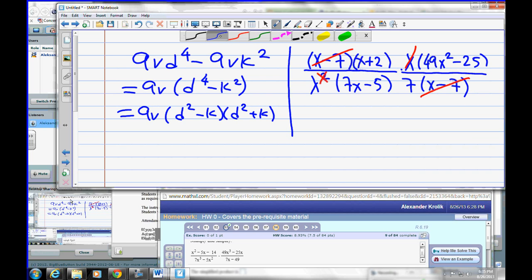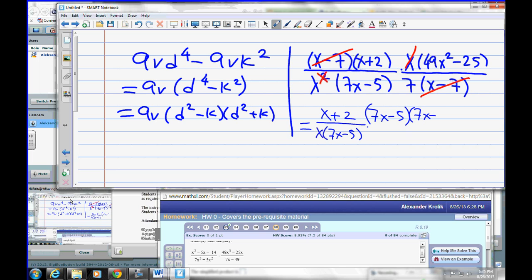So as I go further, this is x plus 2 over x times 7x minus 5. I can factor that one. 7x minus 5, 7x plus 5 over 7. Right? What else can I do? 7x minus 5. Yeah, I can do 7x minus 5. That's pretty much it, right? So the answer, in the end, is x plus 2, 7x plus 5 over 7x.